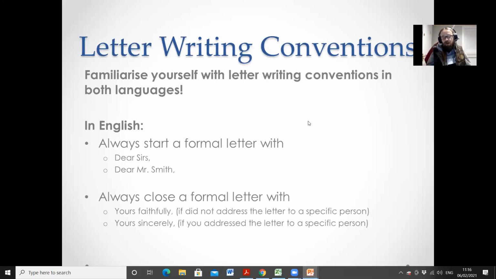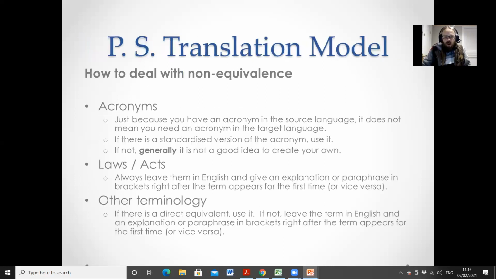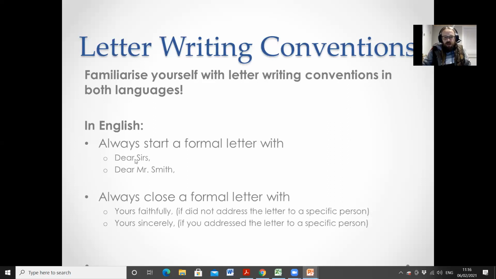It does sound informal, but it's not necessarily. It can also be used in formal language. So whatever form it has in both languages, it's irrelevant. Just make sure you know it, and then use it accordingly. So for English, always Dear something, and then you always close the formal letter with Yours faithfully or Yours sincerely in English.